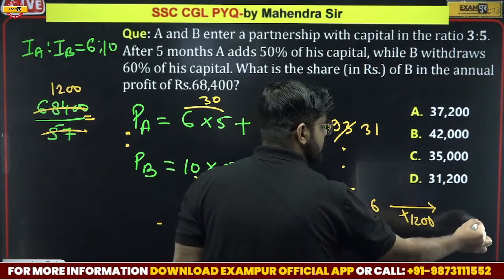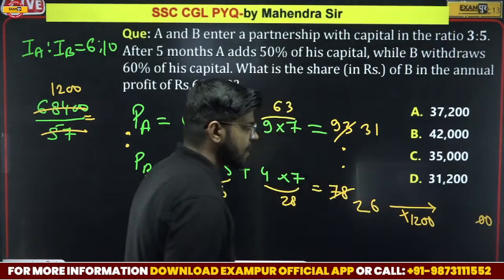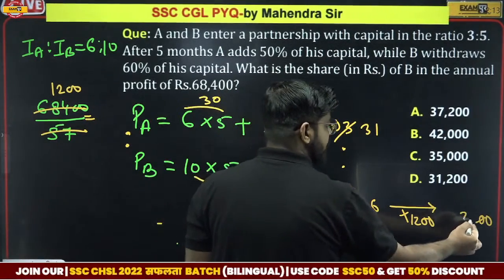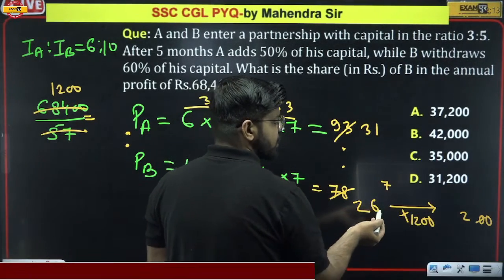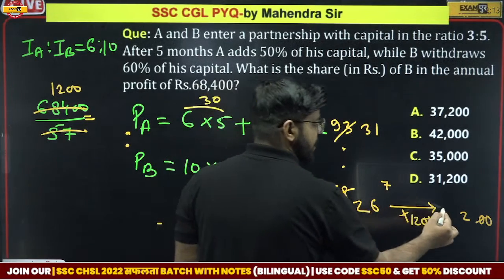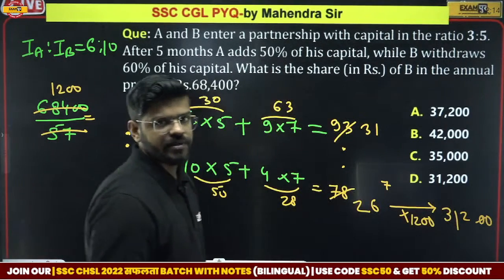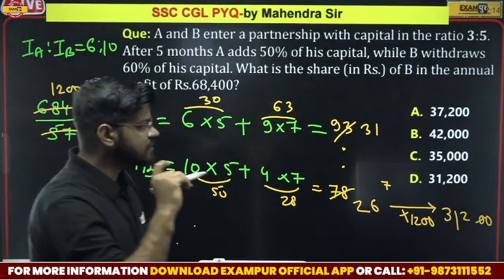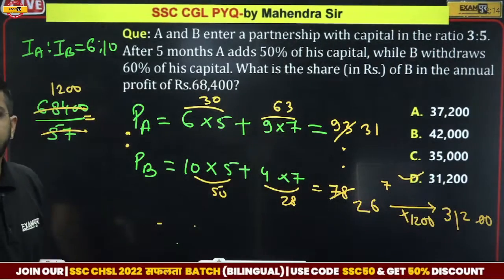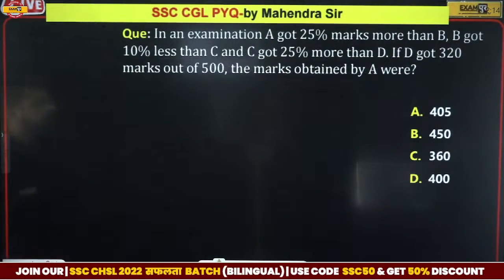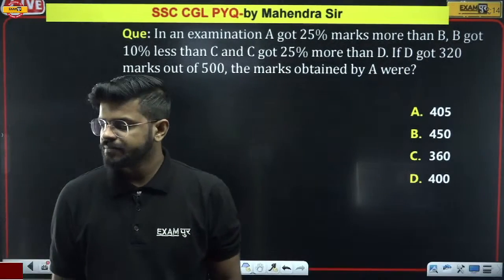So 1200 means 00. Okay. And multiply 12. So 12 6s are 72. Carry is 7. And 12 2s are 24. 24 and 7 is 31. So 31200 is my answer. 31200 is option number D, nothing else. Okay, clear to everyone? Now tell me the answer for this question.